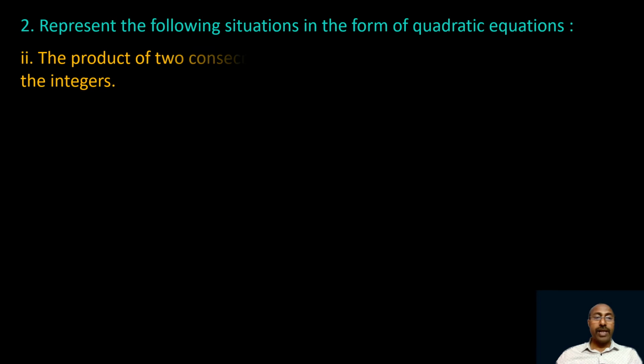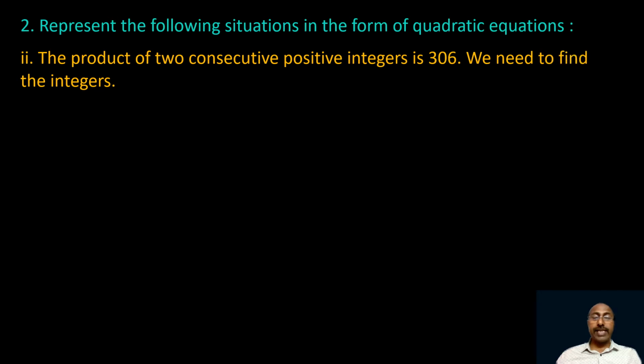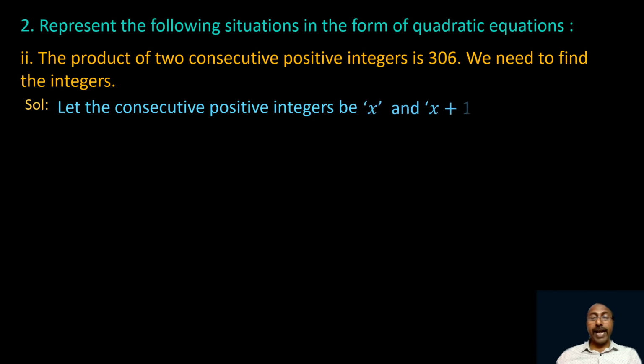The product of two consecutive positive integers is 306. We need to find the integers. So in this case we have to form the quadratic equation which helps us in finding the given integers. We know that consecutive positive integers are of the form x and x plus 1, because the second integer is one more than its previous integer. So we can take the consecutive positive integers to be x and x plus 1. And now according to the problem, the product of these two consecutive integers is 306.